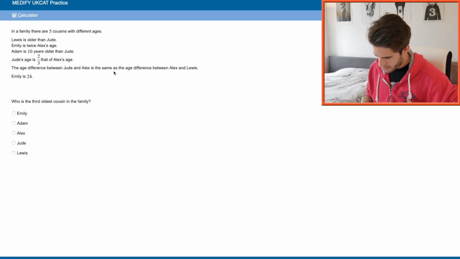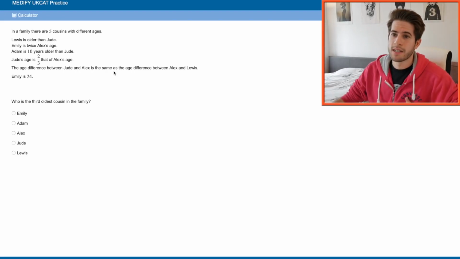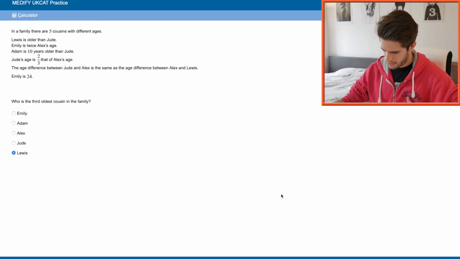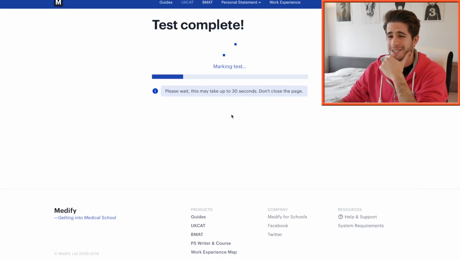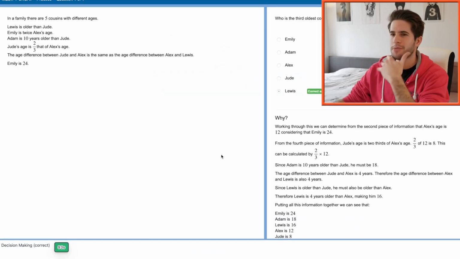So the third oldest: Emily is 24, Adam is 18, Lewis is 16. So I think Lewis is the third oldest. And then Alex is 12 and Jude is 8. Like, so much thinking and ordering going on. Okay, so we got it right.